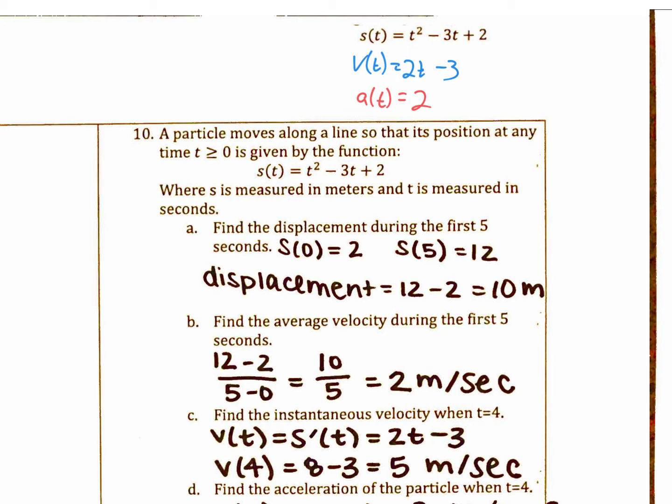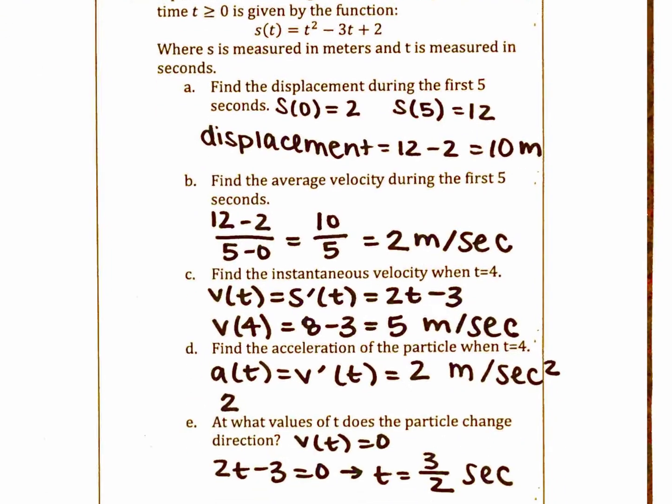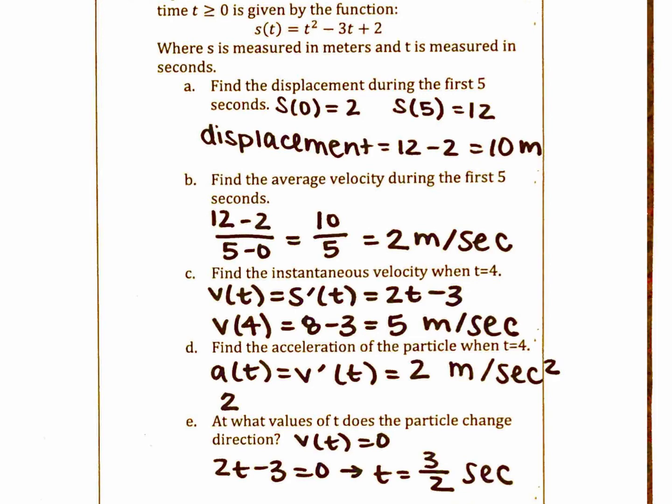Find the instantaneous velocity. Hey, that means we need the derivative function. We already found that. Huzzah! So the velocity function is just the derivative with respect to time. We already found that as 2t minus 3. We're going to plug in 4 for t to see what we get. We would get 5 meters per second there.